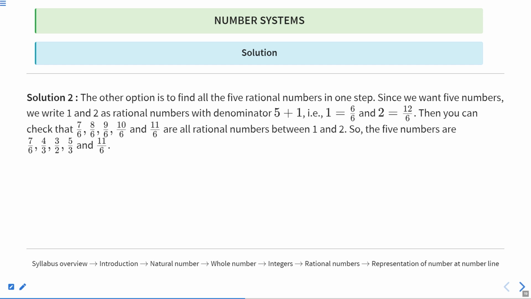Since we want 5 numbers, we write 1 and 2 as rational numbers with denominator 5 plus 1, that is, 1 is equal to 6 by 6 and 2 is equal to 12 by 6. Then you can check that 7 by 6, 8 by 6, 9 by 6, 10 by 6 and 11 by 6 are rational numbers between 1 and 2. So the 5 numbers that lie between 1 and 2 are 7 by 6, 4 by 3, 3 by 2, 5 by 3 and 11 by 6.